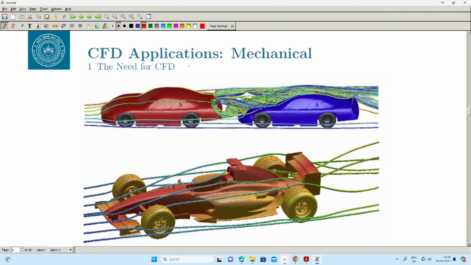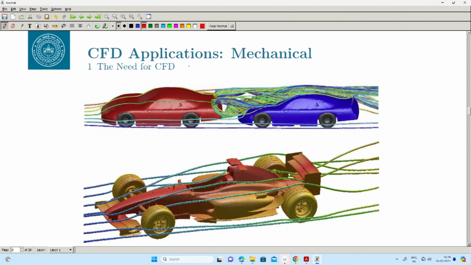This was the example of air-breathing propulsion, but even for rocket propulsion, you could use CFD, or people are using CFD to arrive at these designs. So, this is aerospace, and then we have mechanical applications.